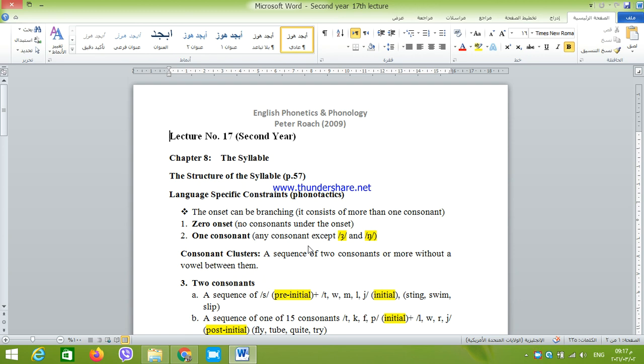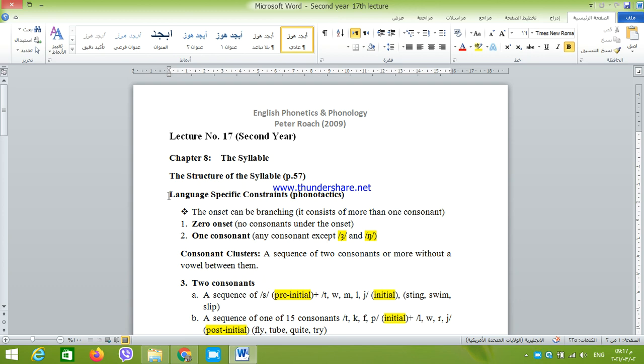We are dealing with chapter 8, the syllable. Today, we're going to talk about the structure of the syllable. That is on page 57. Actually, in the syllabification process, that is to syllabify words into syllables, we need to take care of two types of rules.